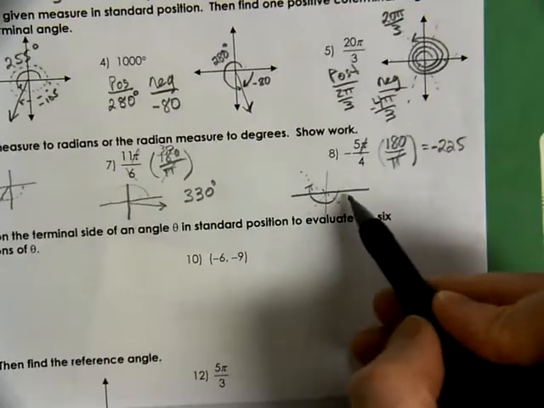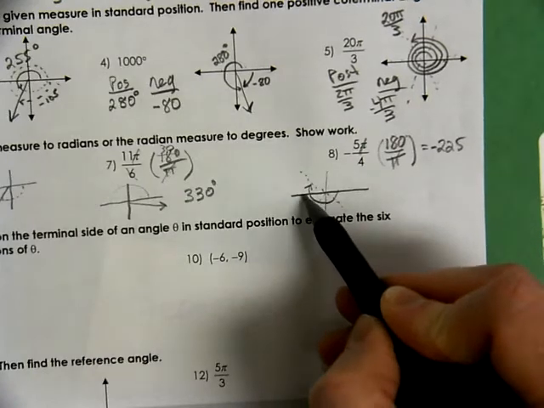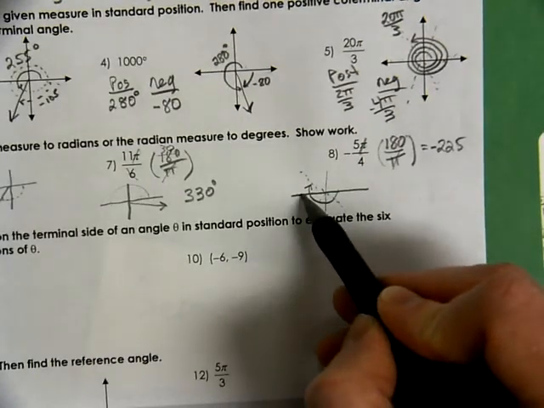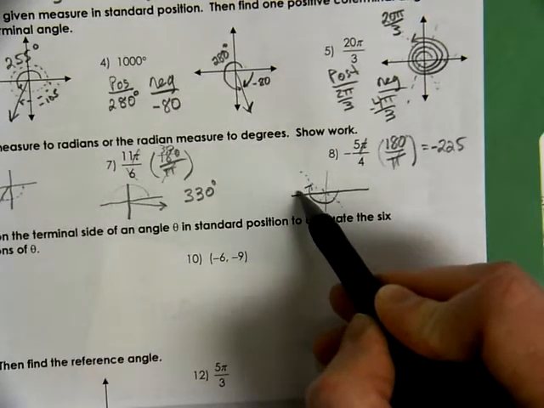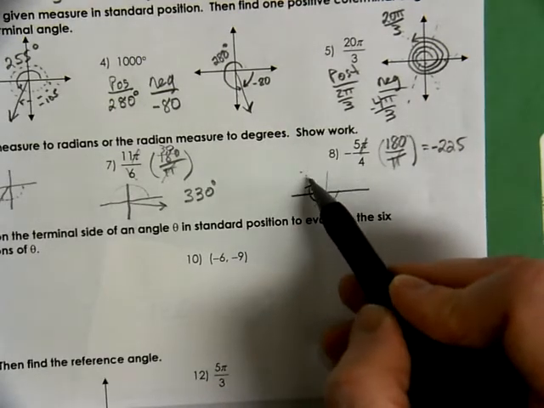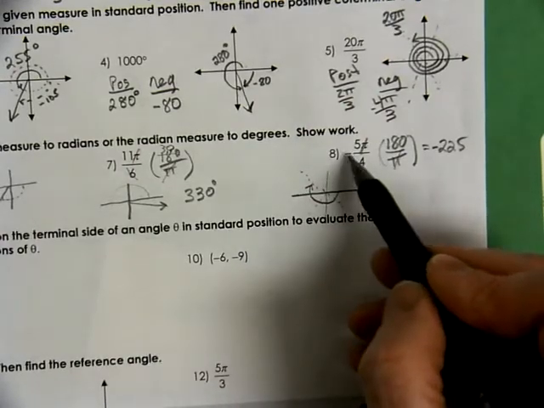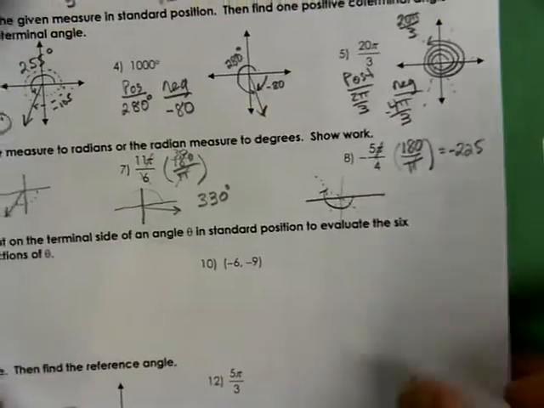-225, which is 45 and 45 make 90. Another 45 and 45 would make a total of 180. And getting all the way another 45 is 45 more than 180, which is 225. It's in the negative direction because the original was negative.